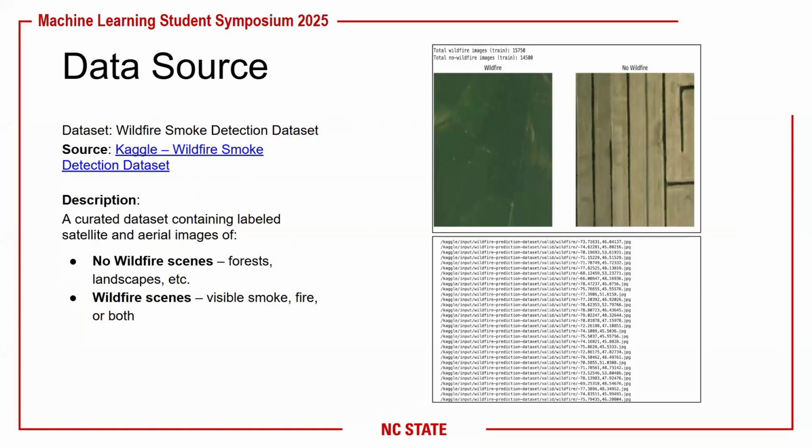For the data source, we are using Kaggle. For the dataset, we have split the data into two parts: no wildfire scenes and wildfire scenes. For no wildfire scenes, the images contain forests and landscapes, etc. For wildfire scenes, the images show visible smoke, fire, or both.